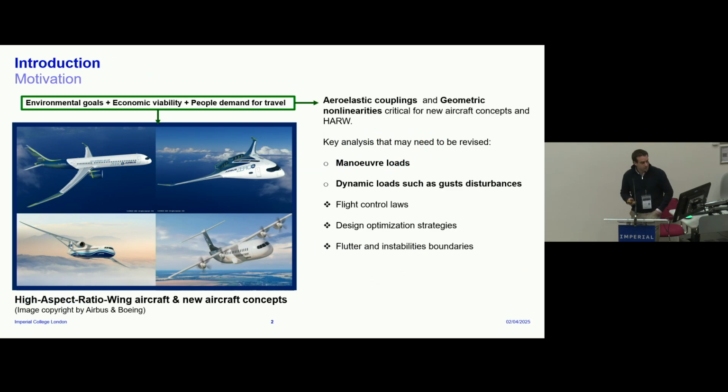So let's start with a bit of motivation. We have environmental goals. We have to combine this with economic viability and with an increased demand of people for travel. So we have these different concepts that are being proposed. One key concept is very slender wings to improve aerodynamic efficiency. We also have new aircraft configurations like this strut-braced wing, this bubble, and also hydrogen aircraft.